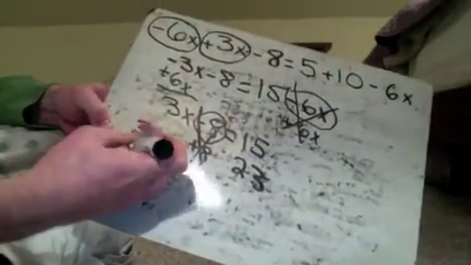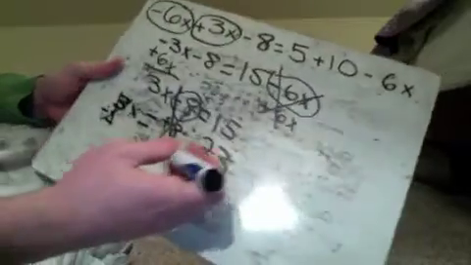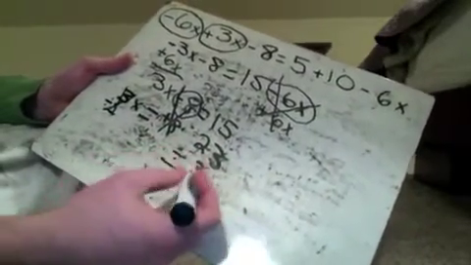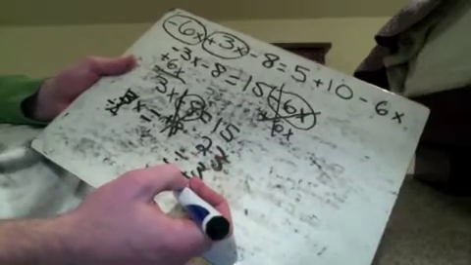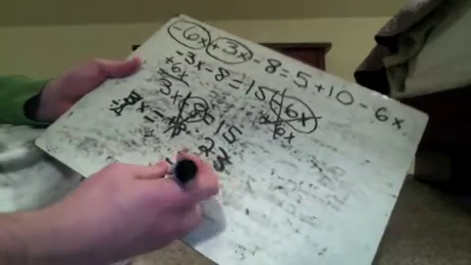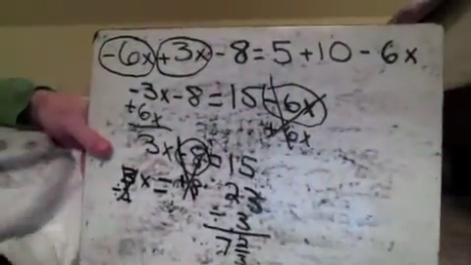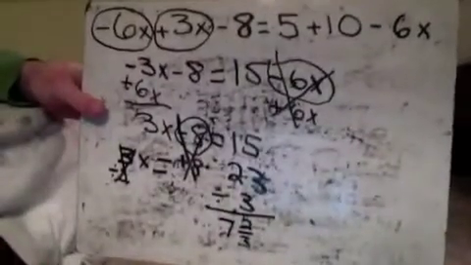If I divide this side by 3, that's going to cancel out. If I divide 23 by 3, 3 goes into 23 seven times, which is 21, with 2 left over. So we could just go 7 2/3, and that would be perfectly fine. 7 2/3 would work out for that one.